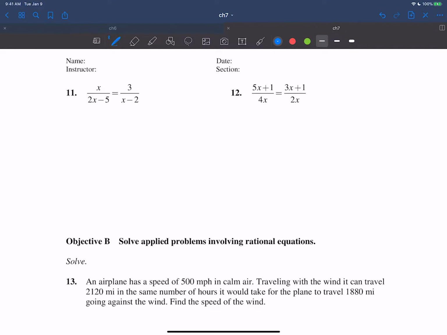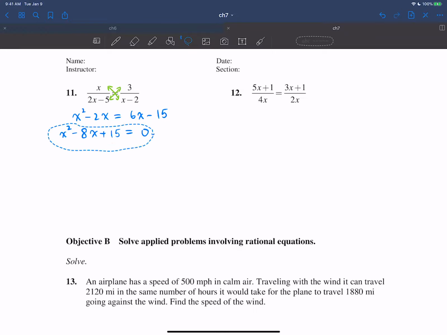Number 11. Number 11 is another proportion problem. So the best way to solve this, as we illustrated earlier, is cross multiplication. So you do cross multiplication. We have x squared minus 2x equals 6x minus 15. Since the coefficient of the x squared is positive on the left hand side, I'm going to move everything to the left hand side. And that's going to give me x squared minus 8x plus 15 equals 0.